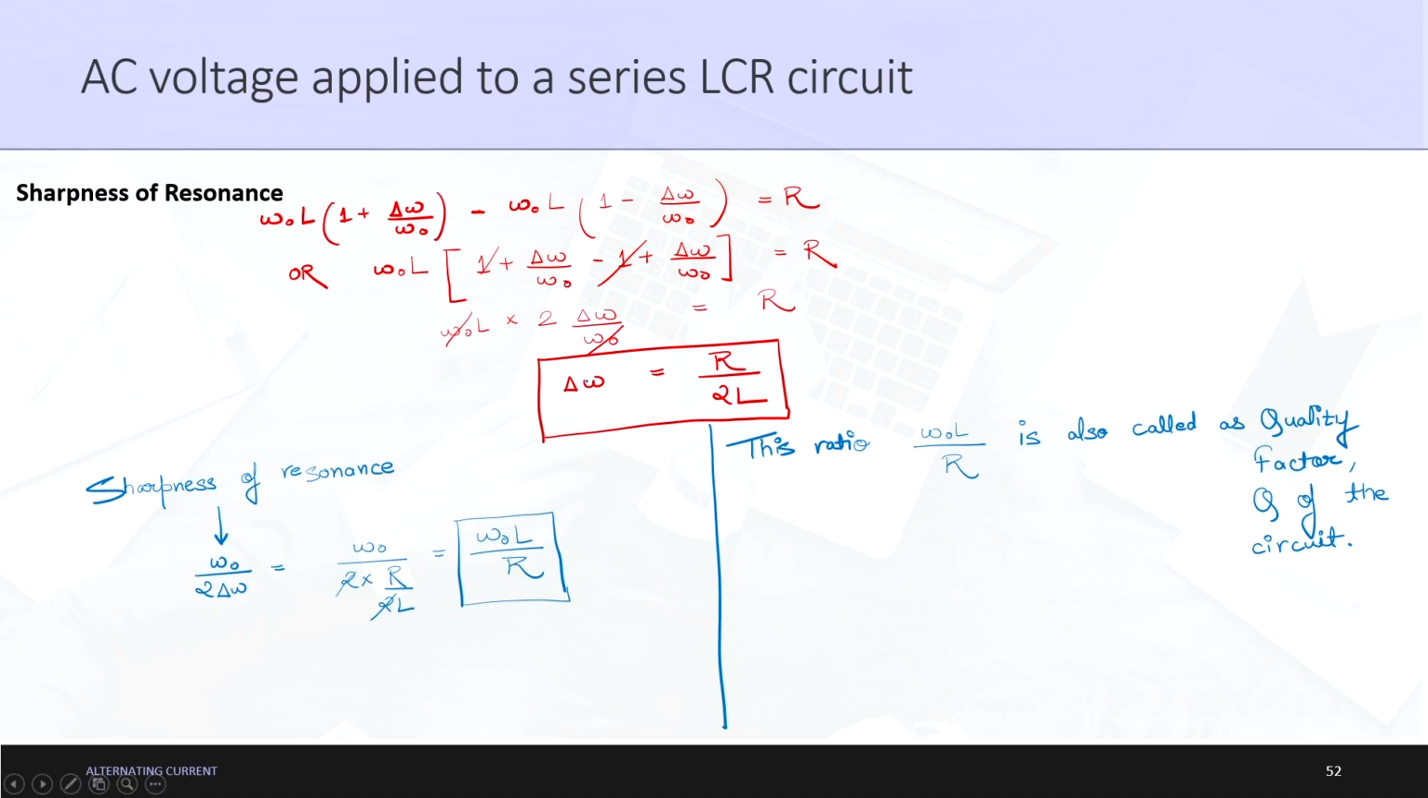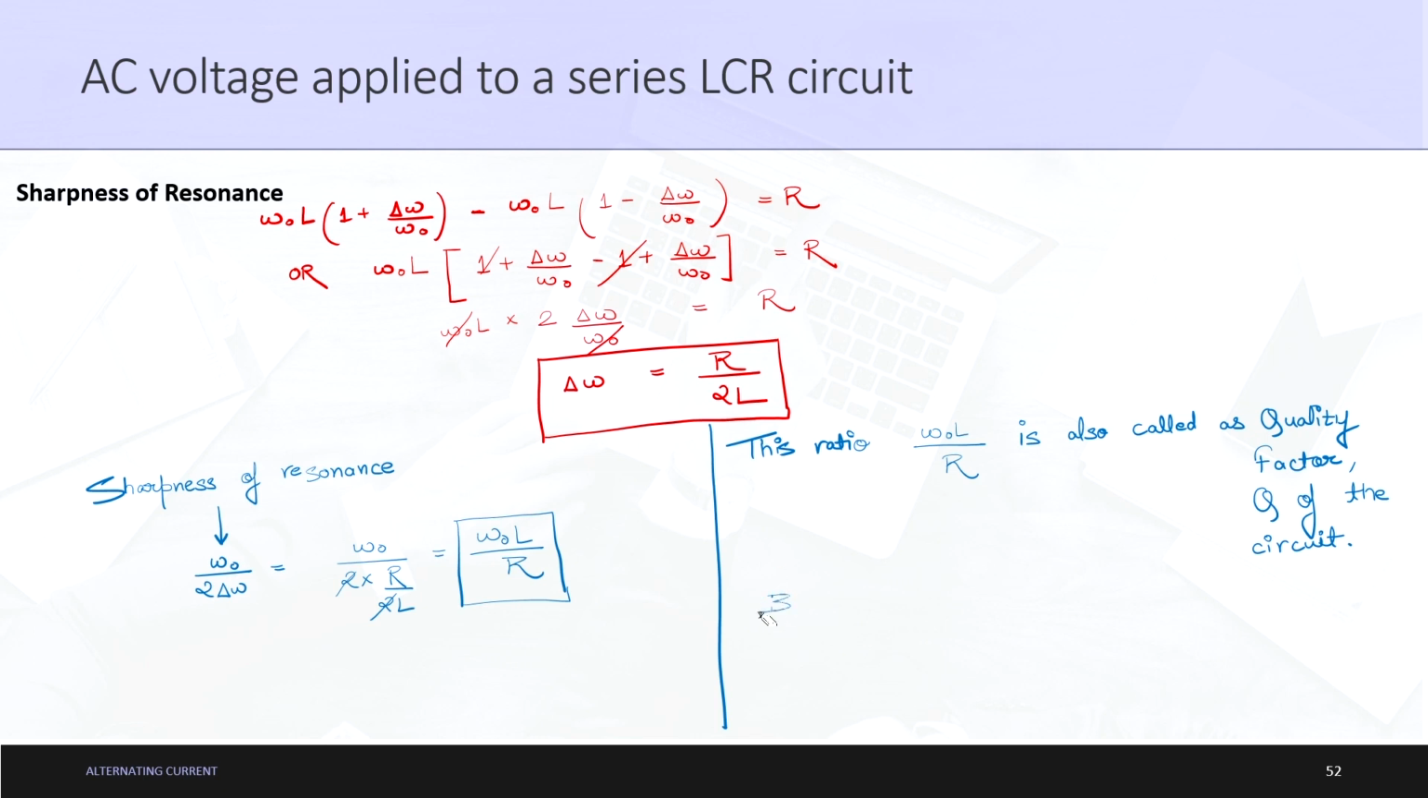As we got the value of delta omega, I just use it in sharpness of resonance, which is omega naught by 2 delta omega, and therefore the value of sharpness of resonance obtained is omega naught L by R. Okay. So, that thing is also done, and the second thing is that this ratio omega naught L by R is basically called the quality factor Q of the circuit. Similarly we can also write for bandwidth.